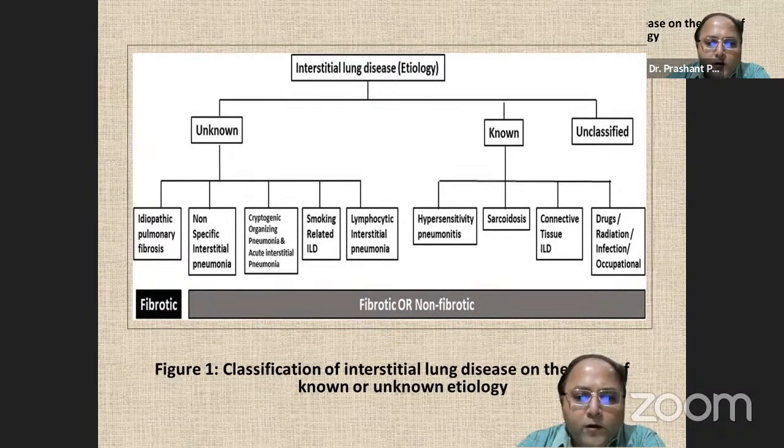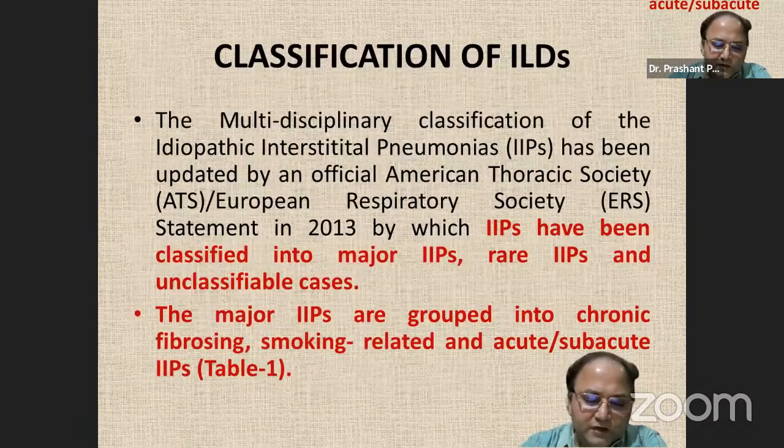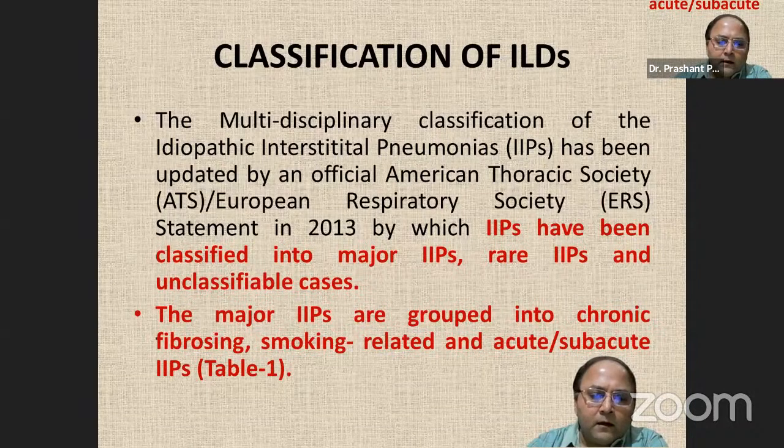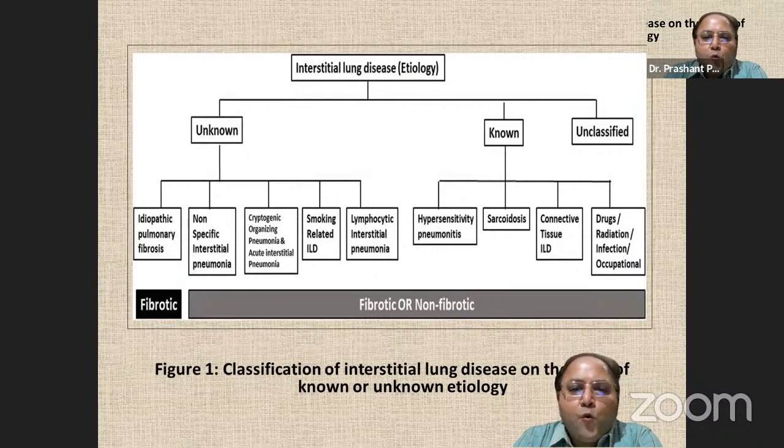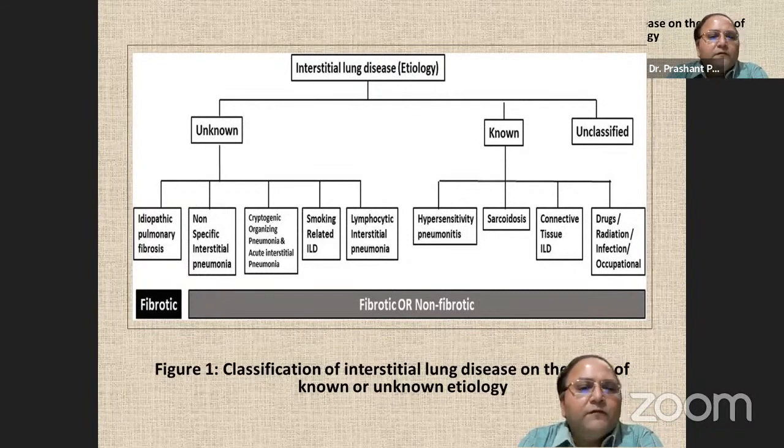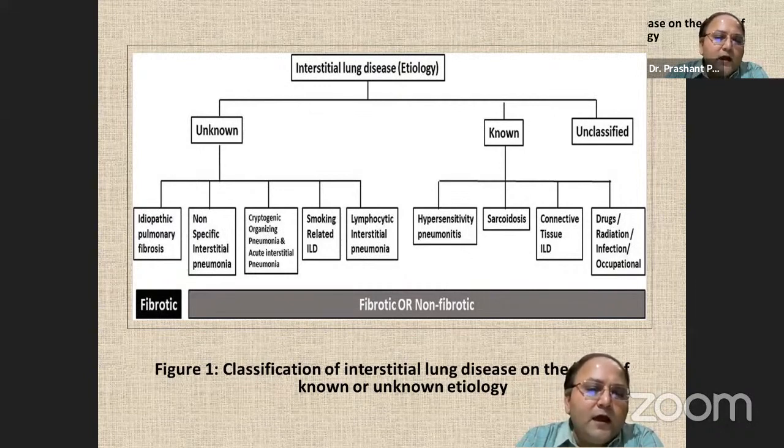So the known category, which we would like to take up first, is basically hypersensitivity pneumonitis, sarcoidosis, connective tissue ILD, drugs, radiation, infection, and occupation-induced ILD. So this is the known category diseases of ILD. While the unknown category diseases of ILD include idiopathic pulmonary fibrosis, which is the most common type of unknown category of interstitial lung diseases and is also the most dreaded, non-specific interstitial pneumonia, cryptogenic organizing pneumonia and acute interstitial pneumonia, smoking-related ILDs, and lymphocytic interstitial pneumonia.